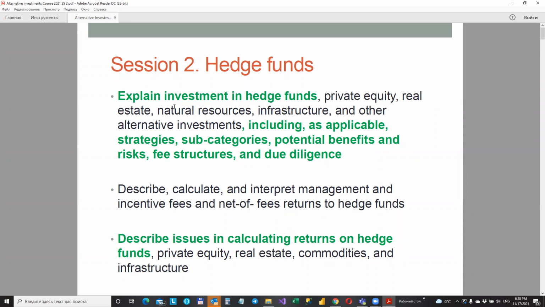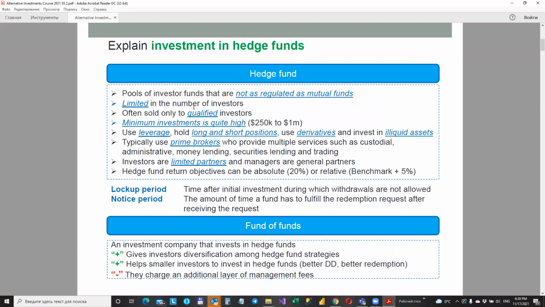Then we will describe, calculate, and interpret management and incentive fees on the net of fee returns of the hedge funds, and describe issues in calculating returns on the hedge funds, and especially the issues in valuing hedge funds, assessing its performance, etc. So let's move on. Hedge funds have a very interesting and diverse history.